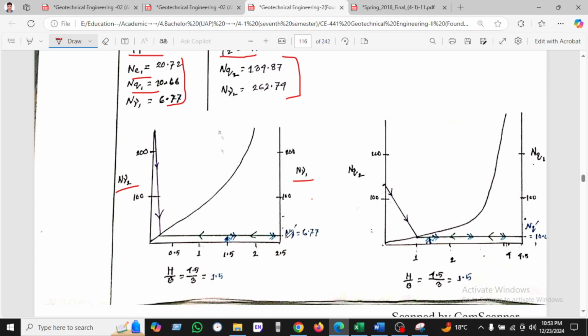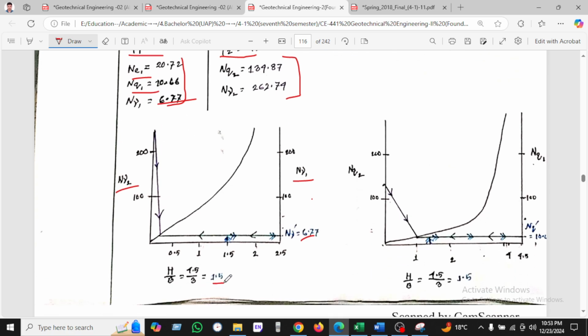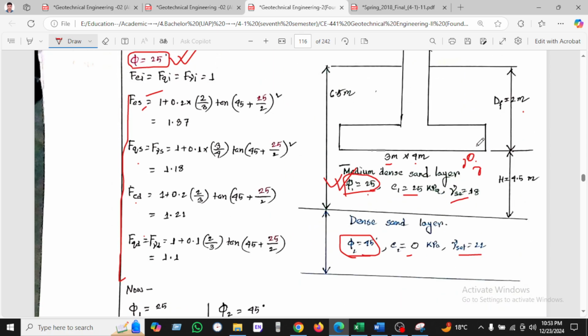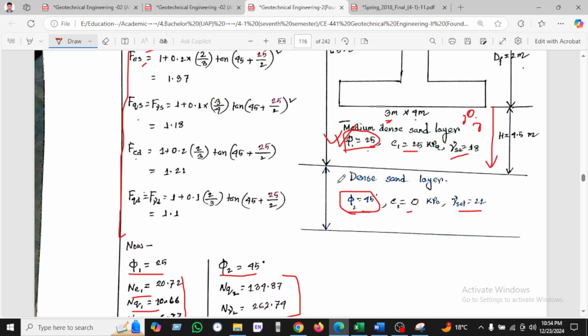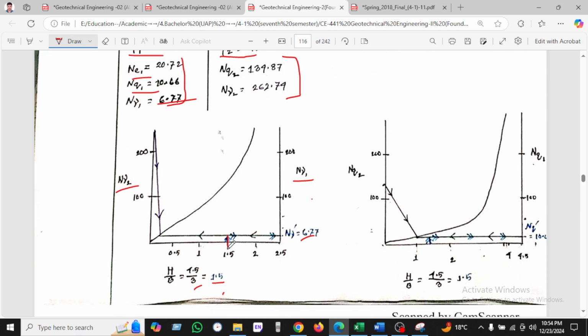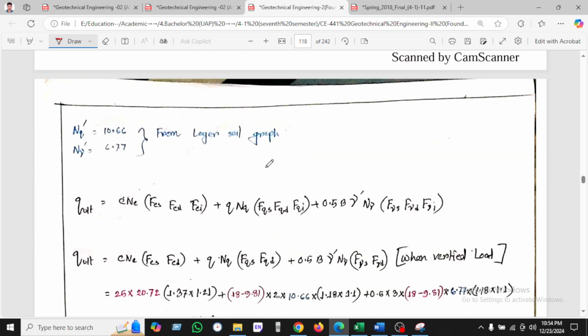So let's see, we can see the N gamma is 6.6. And we can see the H by B ratio is 1.5. What is H? H is the depth from the base of the footing to the first layer, which is 4.5, and B is given as 3, so we find 1.5. So 1.5 intersects this line, and we find N gamma prime is 6.67.